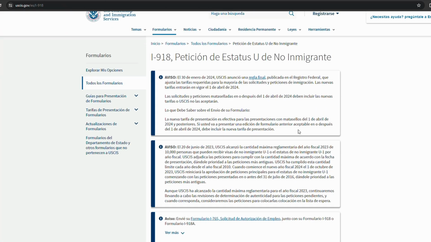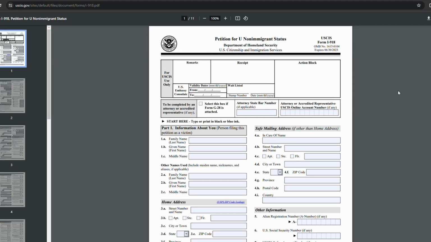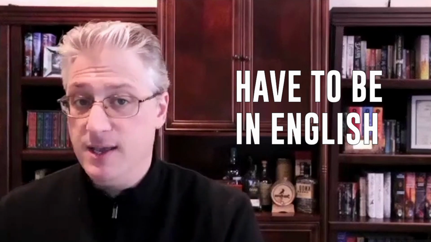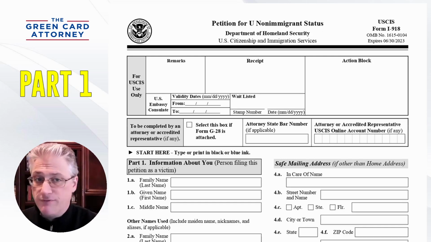First step is to obtain the form, right? You can't fill it out if you don't have it. You can find it on the USCIS website for free. Remember, this form, like all your documents for this process, has to be in English. You can't provide anything in Spanish or in any other language. Let's start with the first part.